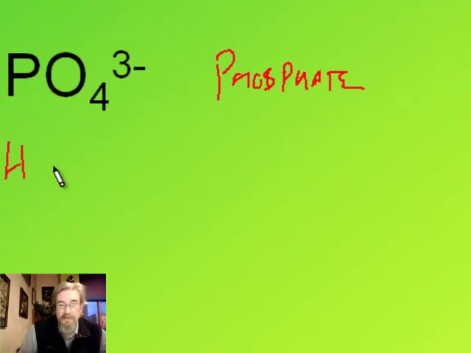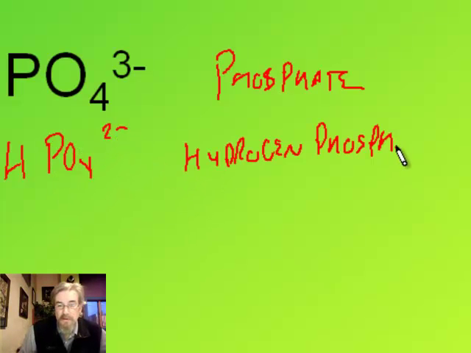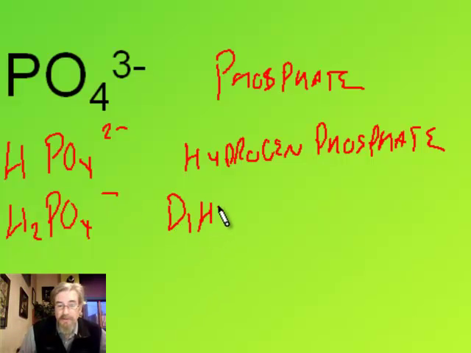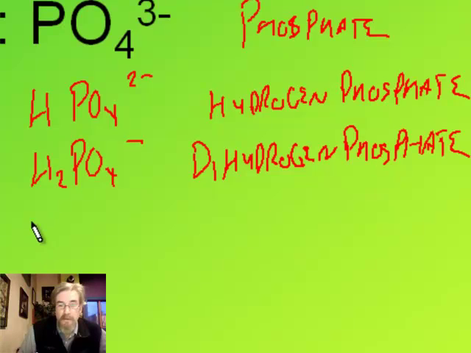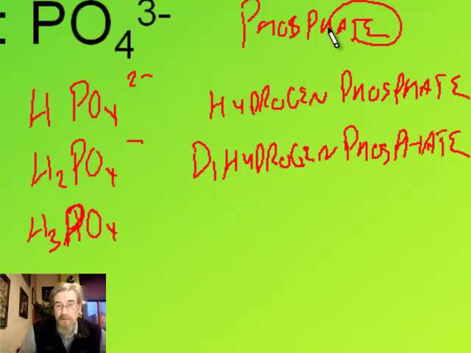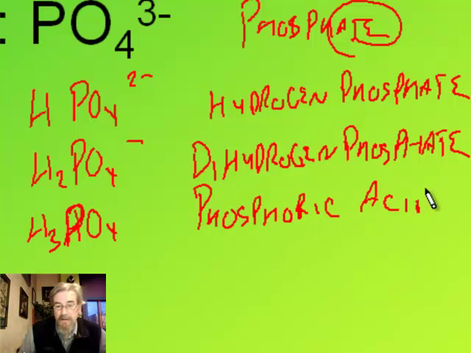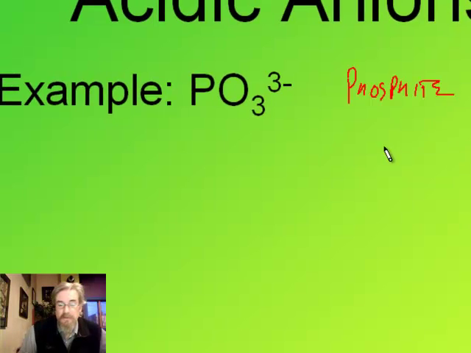Here's phosphate. Add an H. I have HPO4, 2-. Name hydrogen phosphate. Add another H. H2PO4, 1-. This would be called dihydrogen phosphate. Add a third H, and now I have H3PO4, and this is the acid. And because this started with ate, this is going to be called phosphoric acid.